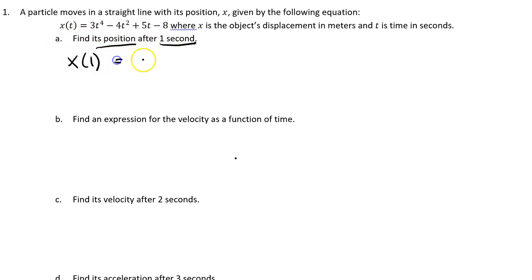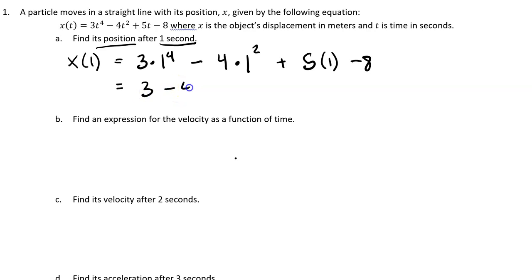So x of 1 is just going to be 3 times 1 to the 4th minus 4 times 1 squared plus 5 times 1, take away 8. This is just going to be what? 3 take away 4 plus 5 take away 8, which I'm just getting to be -4 meters.